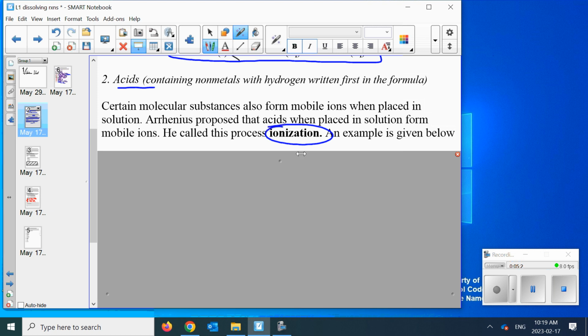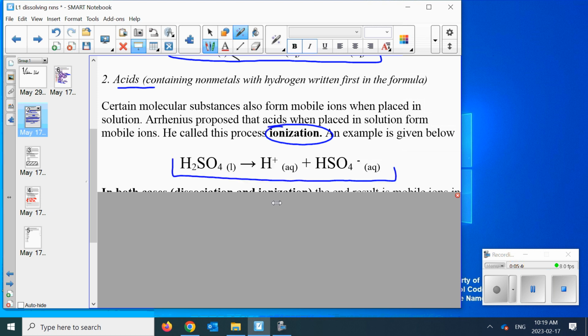Now, certain molecular substances also form mobile ions when placed in solutions. Arrhenius proposed that acids, when placed in solution, form mobile ions. Movable, right? The cation is the H plus in the other one. He called this ionization. So really it's the same as dissociation. But when it separates, we call it ionization.